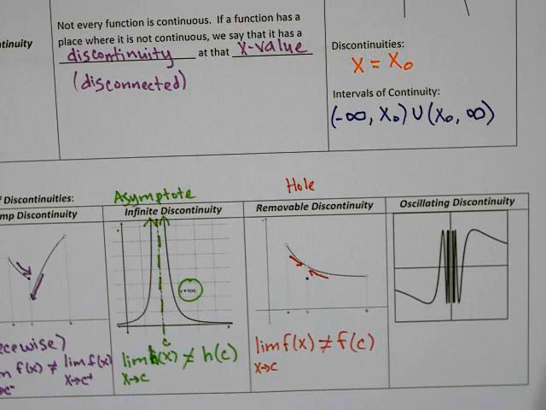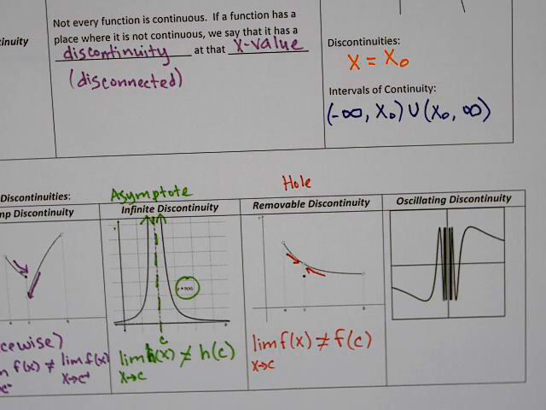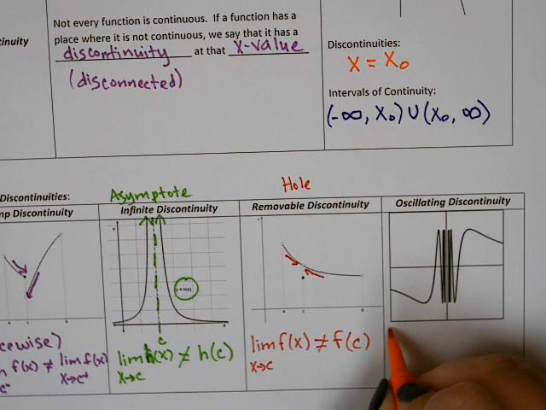And this last one is called an oscillating discontinuity. This happens when we have trigonometric functions.